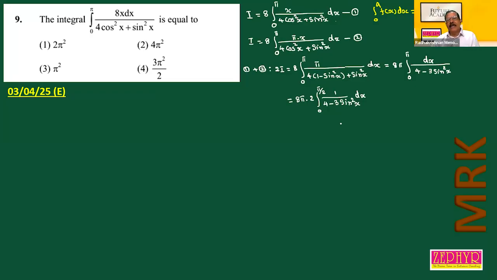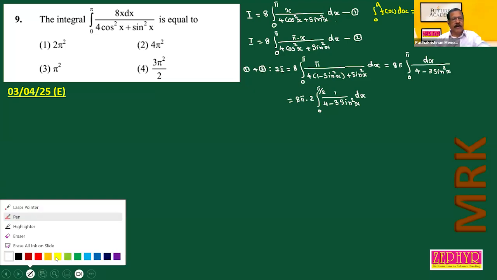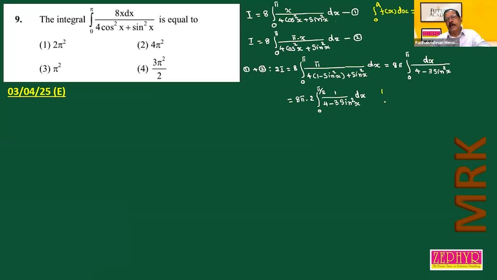So what is the property we used here? Integral 0 to 2a f of x dx equal to 2 into integral 0 to a f of x dx, if f of 2a minus x is equal to f of x. Here f of 2a minus x is f of pi minus x. Sin squared of pi minus x is sin squared x.